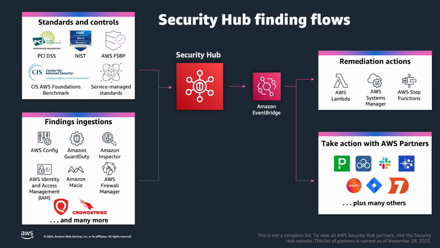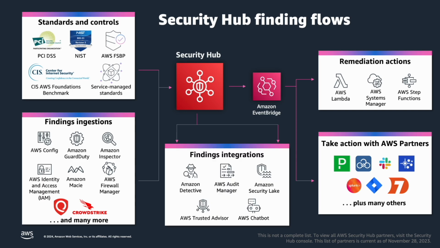AWS Security Hub accomplishes this by integrating with many other AWS native services, including Amazon GuardDuty, Amazon Inspector, AWS Systems Manager, AWS Firewall Manager, and other Amazon Partner Network solutions, and more.